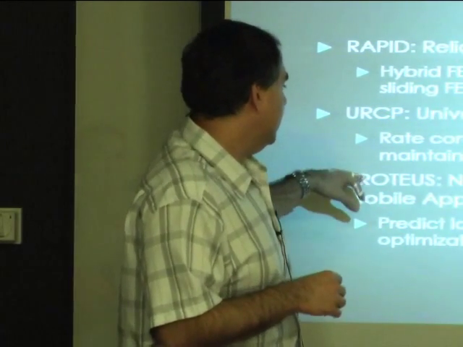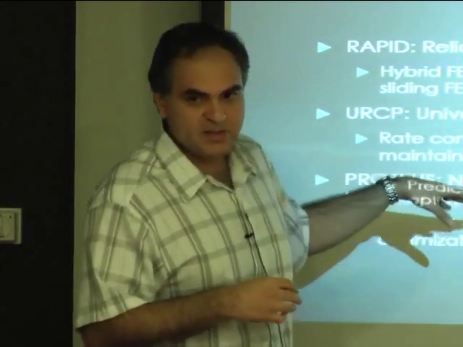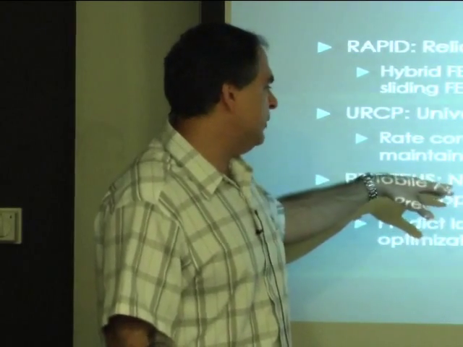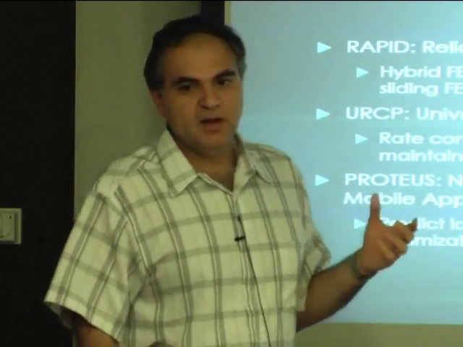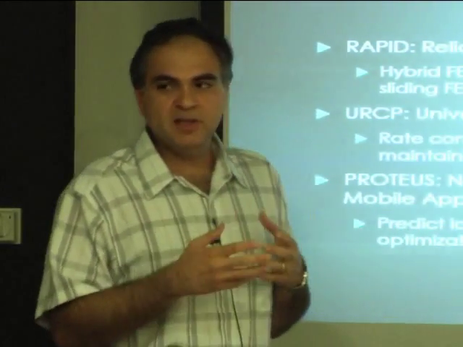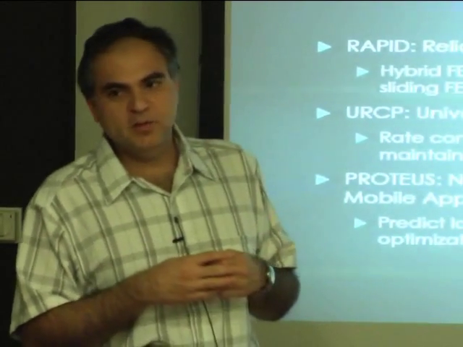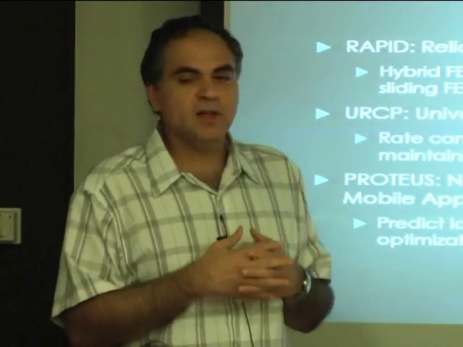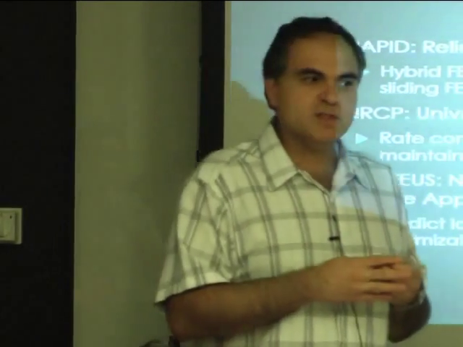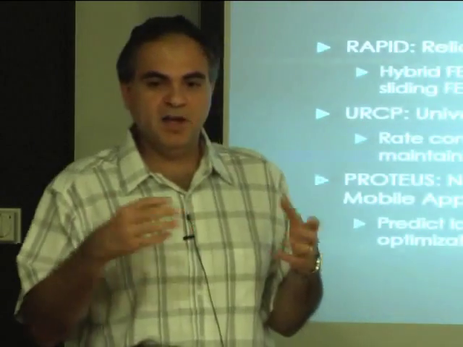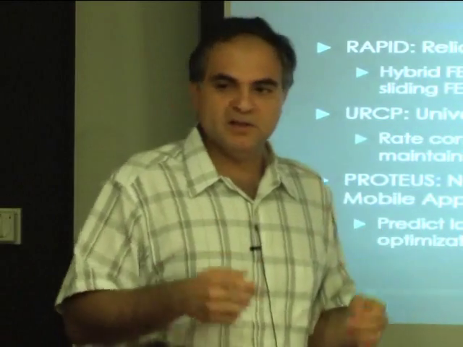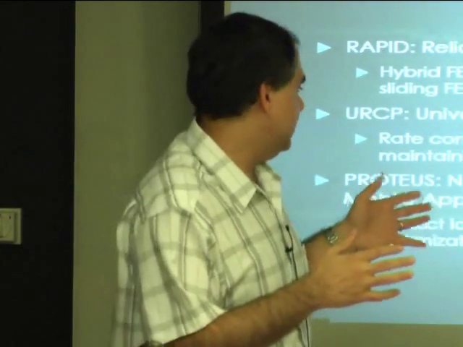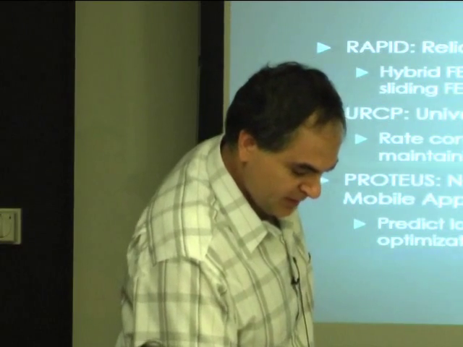And the third is PROTEUS, which is a work we just presented at Mobisys. And this is trying to predict what kind of queuing delay and loss rates you will see on cellular links, so that the application can be more intelligent in how much error correction to insert, and how long it should wait before declaring packets to be lost. So it relates to de-jitter buffer sizes.